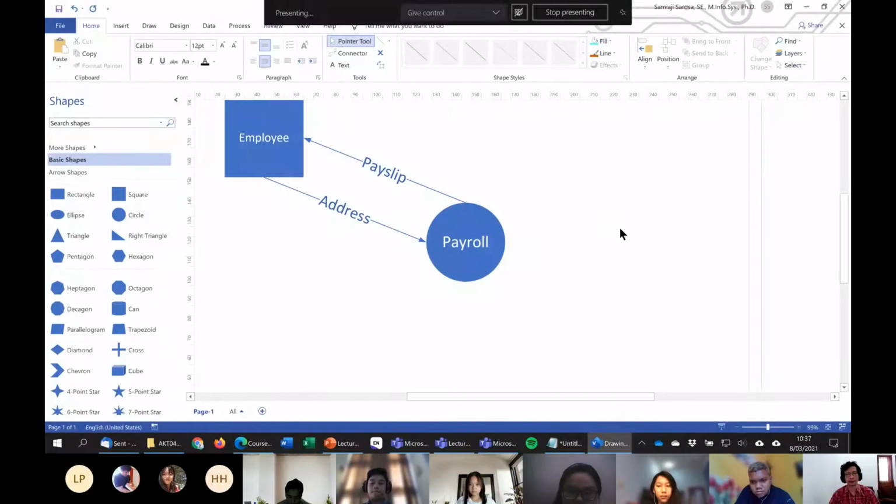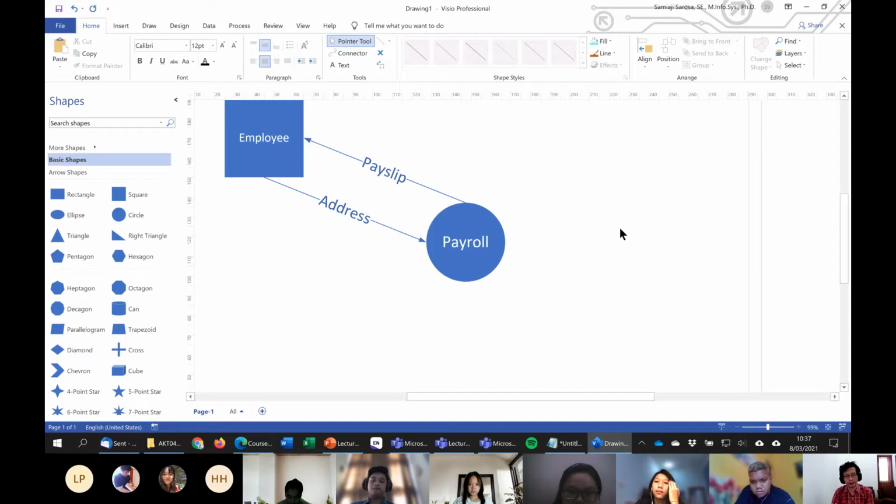Okay, so this is the payroll system example, where the employee gives information data into this system, which is address, and then receives data from the payroll, which is payslip, or the report containing detail of the salary or payment he receives. Okay, so what's the problem with this picture?